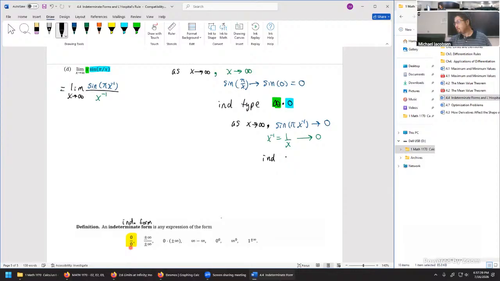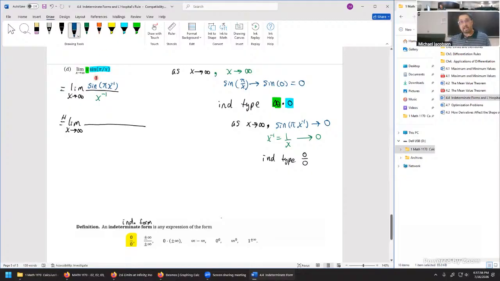It's indeterminate of type 0 over 0. That's one of the two and only two types, 0 over 0, infinity over infinity, for which L'Hopital's rule works. And so now at this stage, L'Hopital's rule does apply. So let's hit it with L'Hopital's rule. We'll take the limit as x tends towards still infinity.